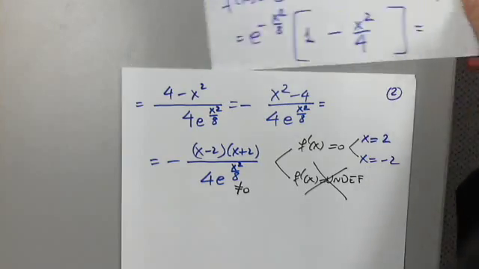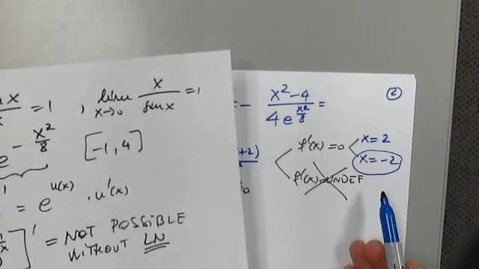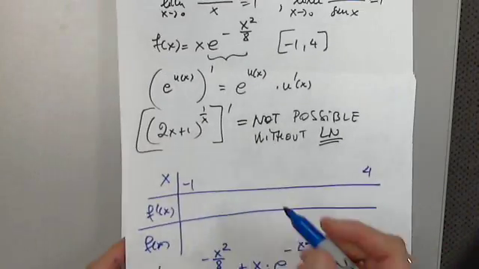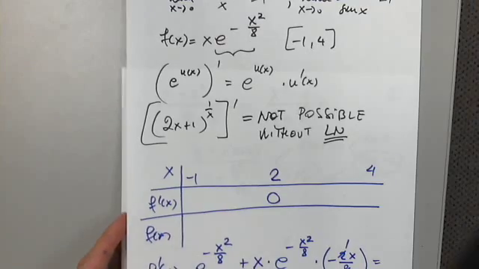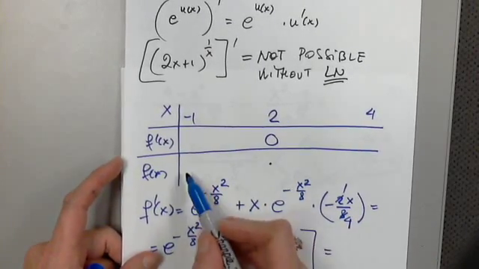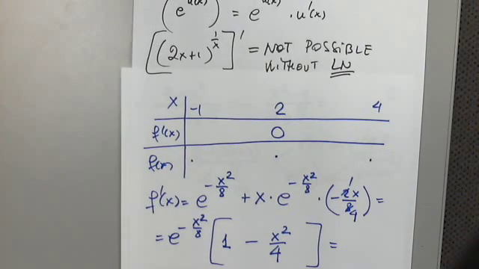Now I have to go back to my table. Negative 2 doesn't fit in the interval I was given, so I can only plug in 2. So 2 and 0. I have to immediately determine the y-coordinates of those points.